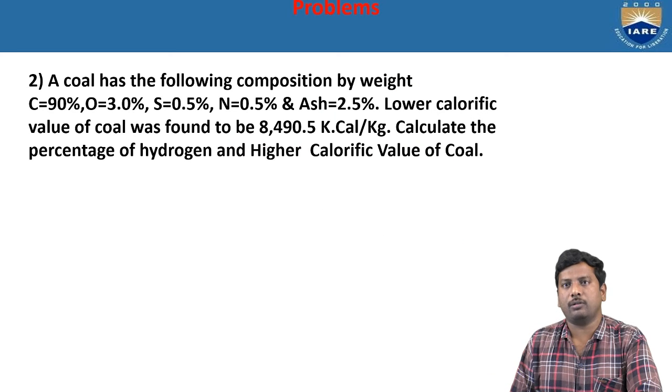A coal has the following composition by weight: carbon is equal to 90%, oxygen is equal to 3.0%, sulfur is equal to 0.5%, nitrogen is equal to 0.5%, and ash is equal to 2.5%. The lower calorific value of the coal was found to be nearly 8,490.5 kilocalorie per kg.